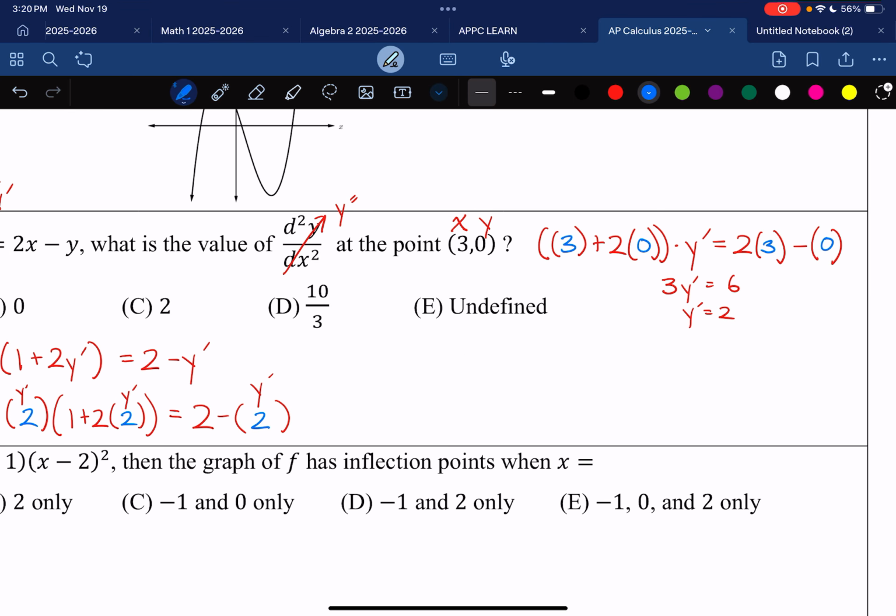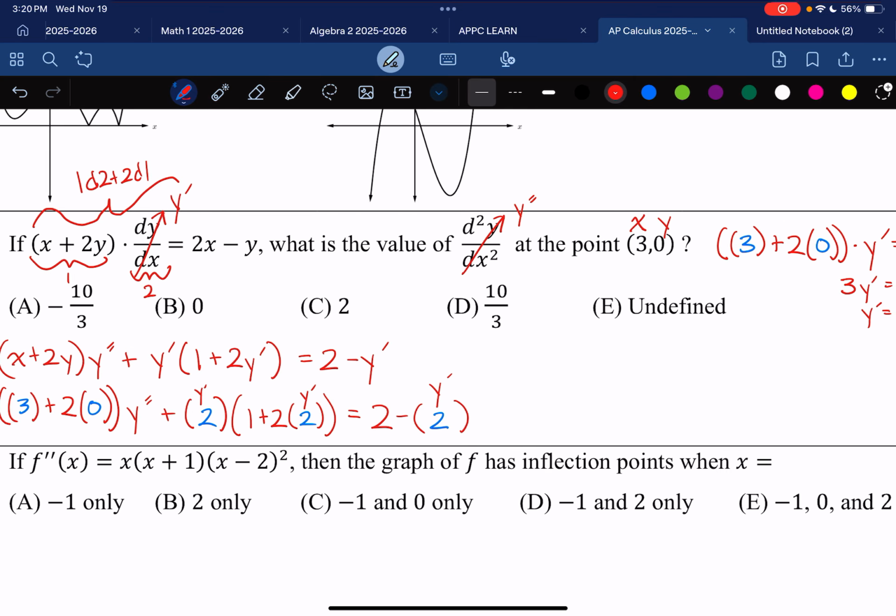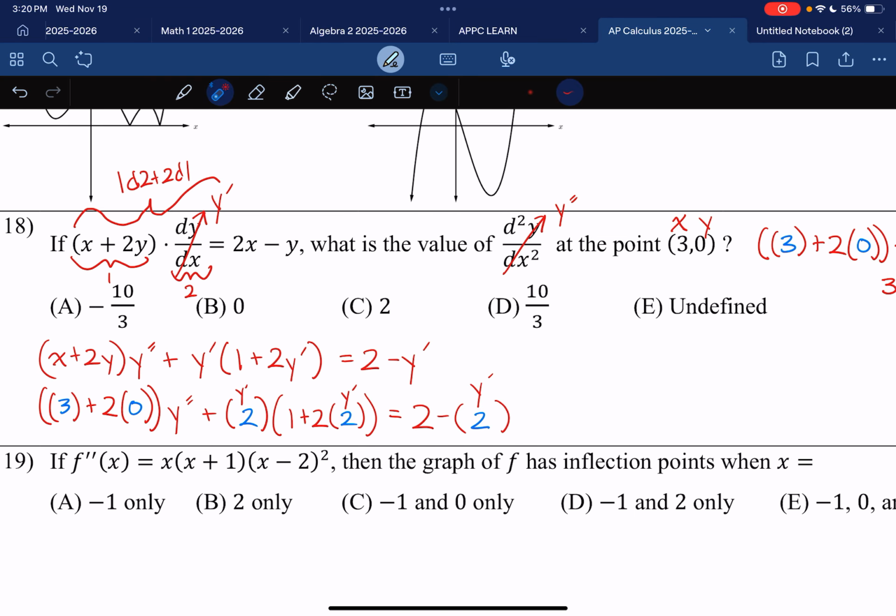Now I'm going to come over here and simplify. Yet again, 2 times 0 is 0, and 3 plus that 0 is 3. So I really have a 3y double prime right here.